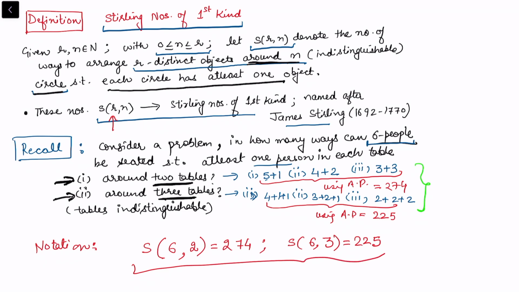Now the question was how to find the Stirling number value for large numbers, and for this I need to find a recurrence relation. So the main purpose of this video is to derive the recurrence relation. And before that, let's write some simple initial values. So there are r objects and there are 0 tables. So this is 0 if r is greater than or equal to 1.